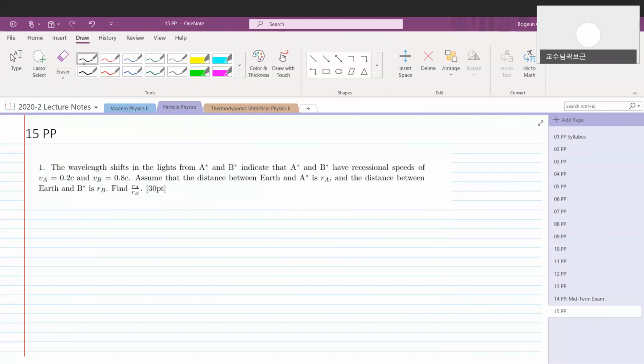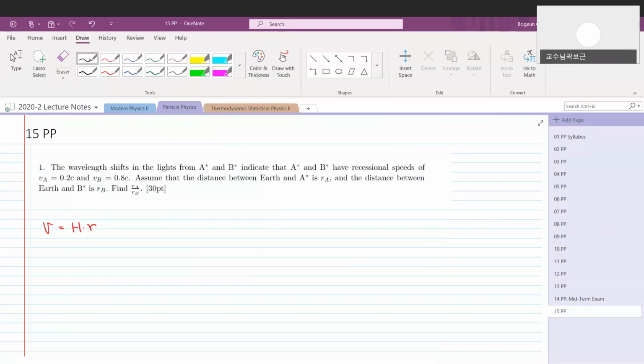So it's related to recessional speed, which is proportional to the distance between the Earth and the stars. The constant between them is called the Hubble constant. So the recessional speed v equals the Hubble constant times the distance between the star and Earth.